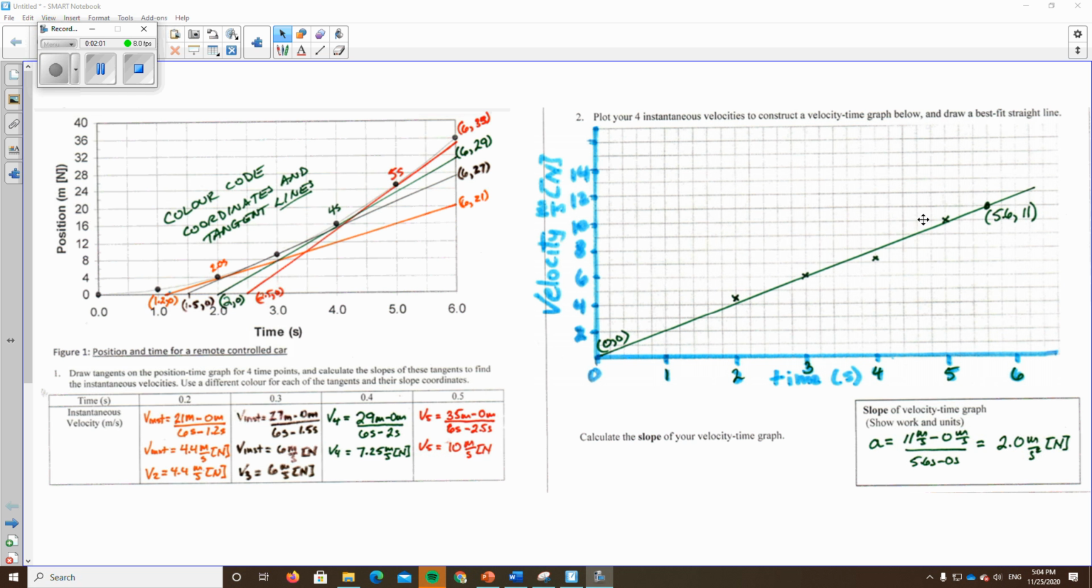Once you've drawn that nice straight line of best fit, you're going to pick your 2 points on the graph. Now, your graph might not go through the origin, might not go through 0, 0 over here. That's okay. Just show the best representation of the data. You pick any 2 points on here, and then use those 2 points, those coordinates, to determine the acceleration of the object. And you include the units.